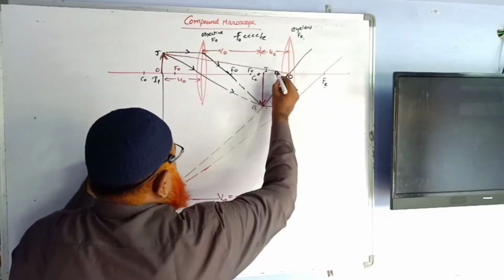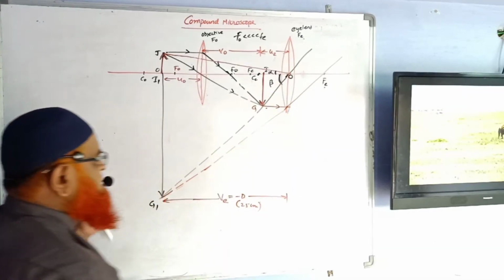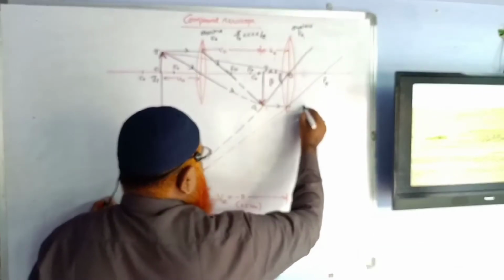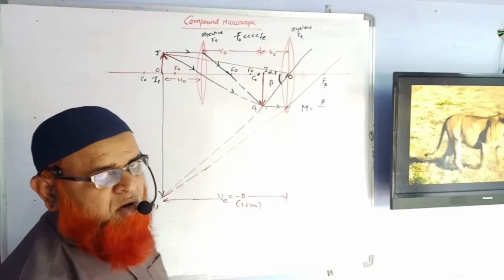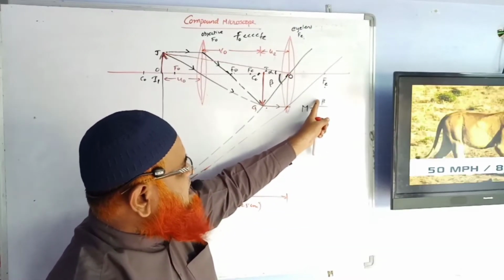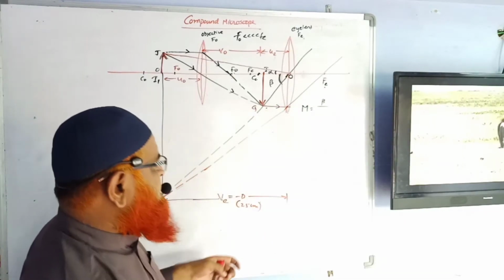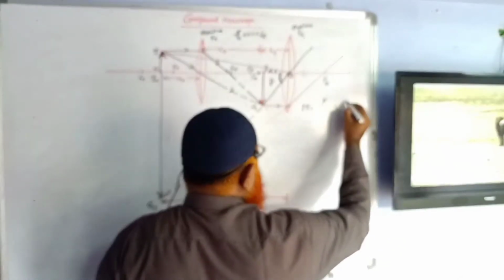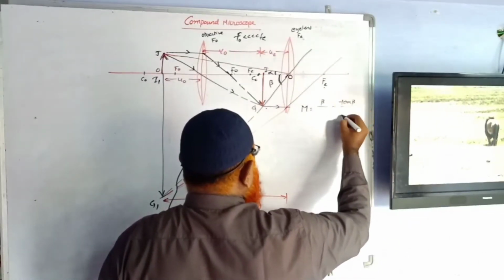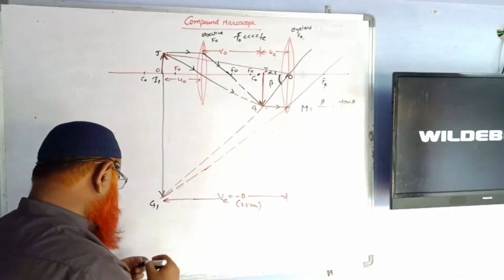Now I can write like this. This is the object, so this can be considered as alpha, and this is the image, which can be considered as beta. Now, what is the magnification concept here? Magnification is nothing but the angle made by the image to the angle made by the object. That is beta by alpha. As I said in the earlier case, you can also write this as tan beta by tan alpha for small angles.